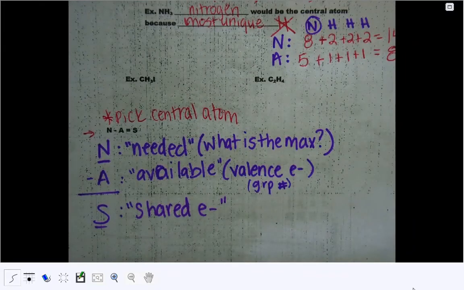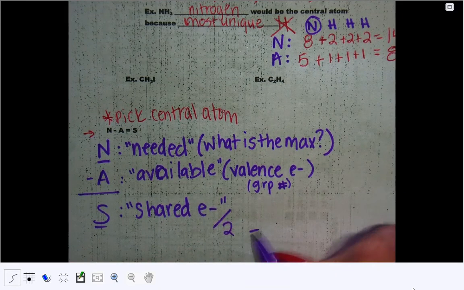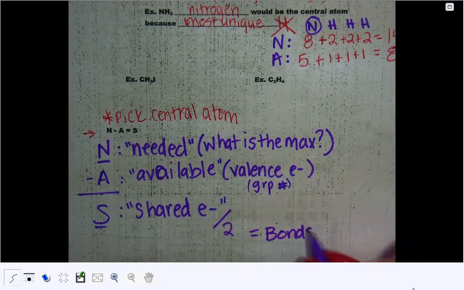Okay, shared electrons. So if I tell you that you have 10 electrons that are being shared, how many bonds does that have? Think about that question. If you have 10 electrons being shared, then how many bonds are there? 5. What math did you just do? Yeah, because there's 2 in every single bond, right? So we're going to be dividing it by 2. So you're going to take your shared electrons and divide that number by 2 to figure out your number of bonds. Okay? Just so you know.